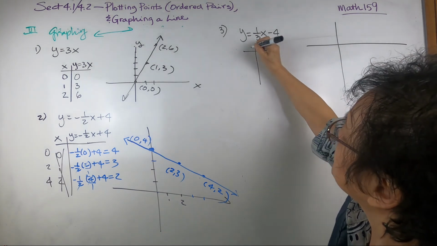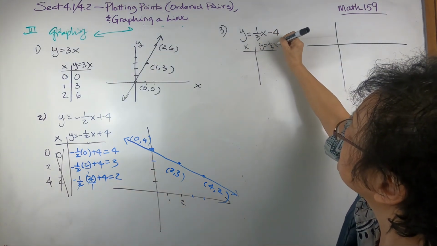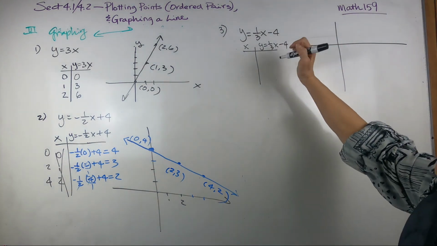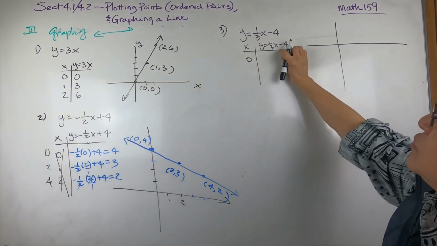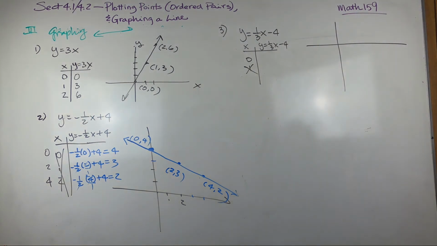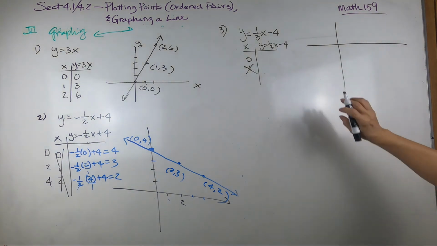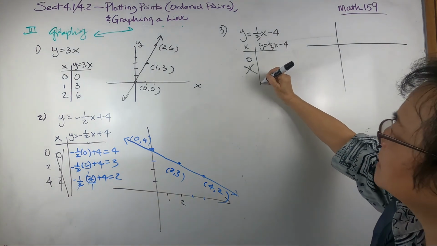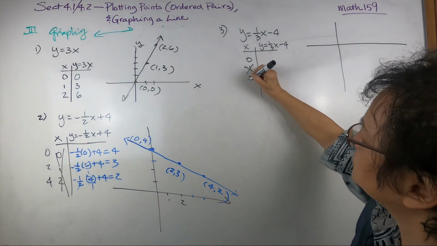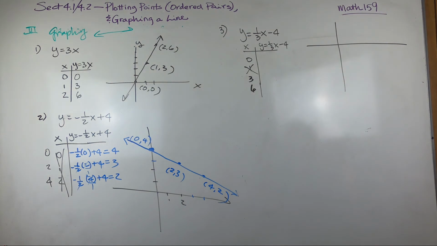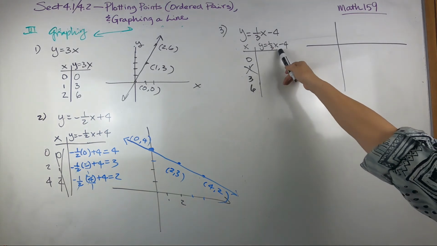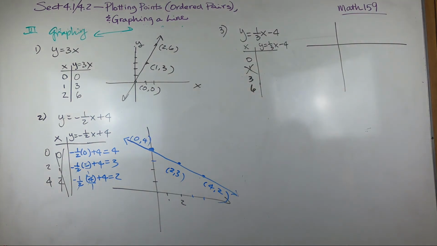Then for this one, so what do you think? Y equals 1/3 x minus 4. Which x do you want to use? If you use 0, that would be fine. If you use 1, then it would be 1/3. Really hard to deal with. It's 0.3333. It's really hard to graph. So we don't want to have decimals right here. So we just use 3 and 6. Okay, so usually use 0, 1, 2, or 0, 2, 4, or 0, 3, 6, depending on your fraction.